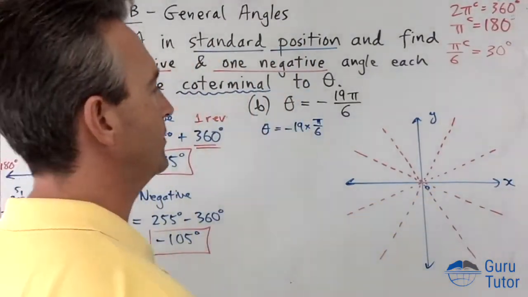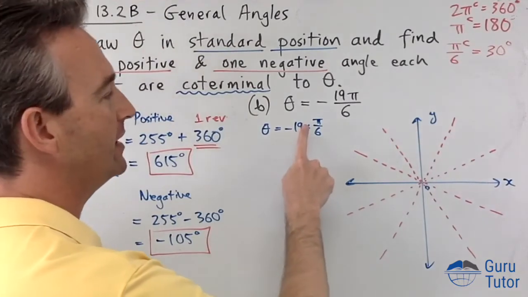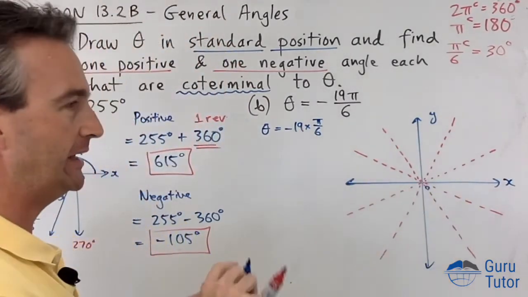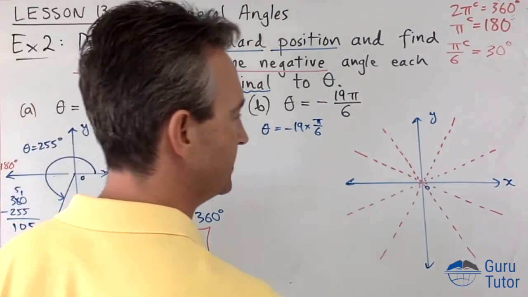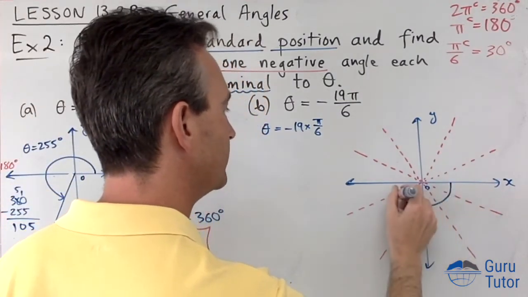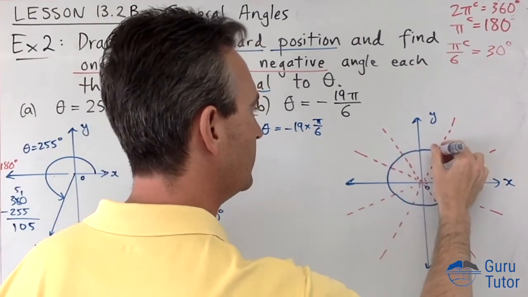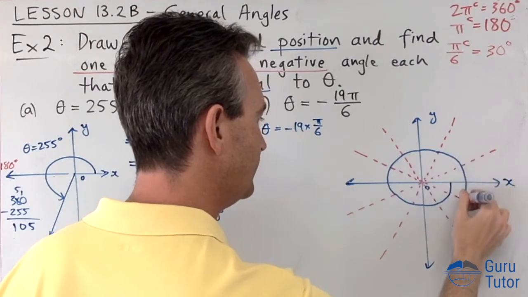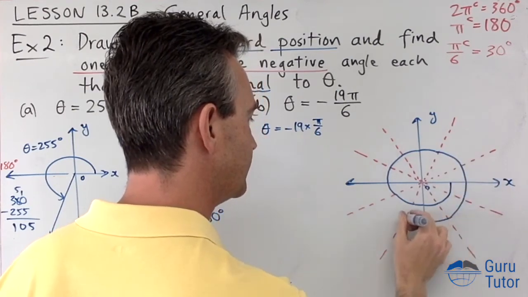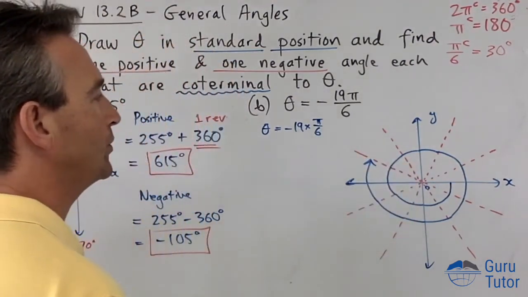We're set up. Now we're just going to go to get standard position for this angle. We're going to go backwards in the negative 19 multiples of each of these pi over 6. So let's do it starting here. 1, 2, 3, 4, 5, 6, 7, 8, 9, 10, 11, 12, 13, 14, 15, 16, 17, 18, 19. Here is the angle theta.